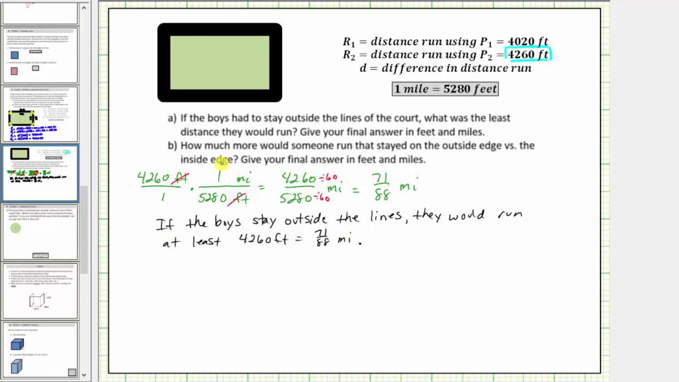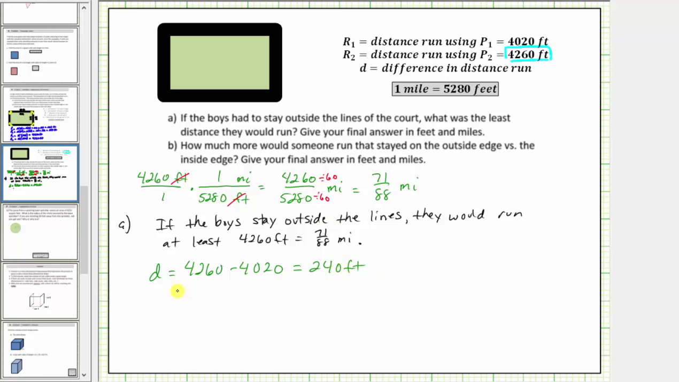Now for part B, we're asked how much more would someone run that stayed on the outside edge versus the inside edge? Give the answer in feet and miles. To answer this question, we first need to find the difference in distance running along the outside edge versus the inside edge. So we first determine the value of D. D is equal to the difference in the distance run, which should be 4,260 feet minus 4,020 feet, which is equal to 240 feet. So this is how much more someone would run running along the outside edge versus the inside edge. But we also need to express this distance in miles.